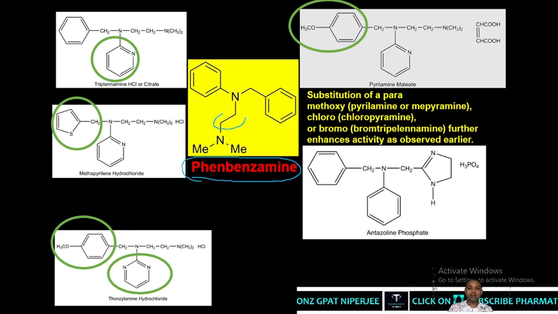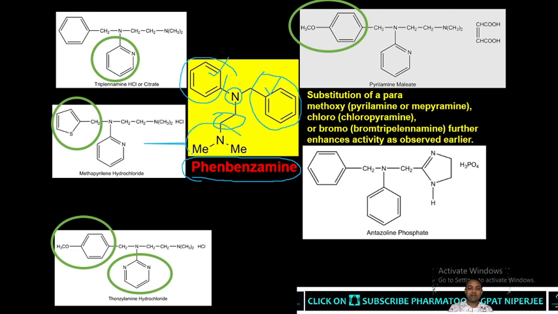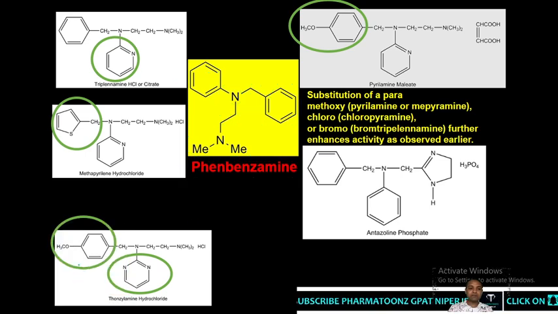So this is an ethylene chain where two amino groups are there. On one amino group, two aryl rings are attached. One is a benzyl ring, this is a benzyl ring, and this is a phenyl ring, and there is a simple dimethylamino group. So phenbenzamine was the first drug in this class.